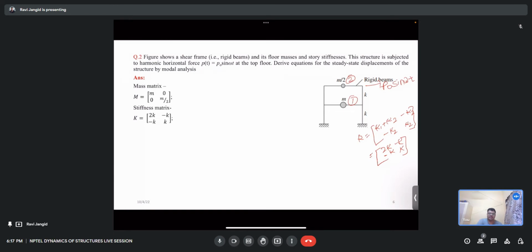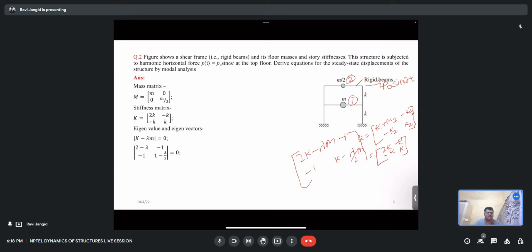So I need to first find the eigenvalues and eigenvectors. For this I have determined the eigen equation: the determinant of k minus lambda m should be 0. So I put 2 minus lambda, minus 1, minus 1, 1 minus lambda by 2. I simplified this by taking k outside, giving 2k minus lambda m, minus k, and k minus lambda m by 2.